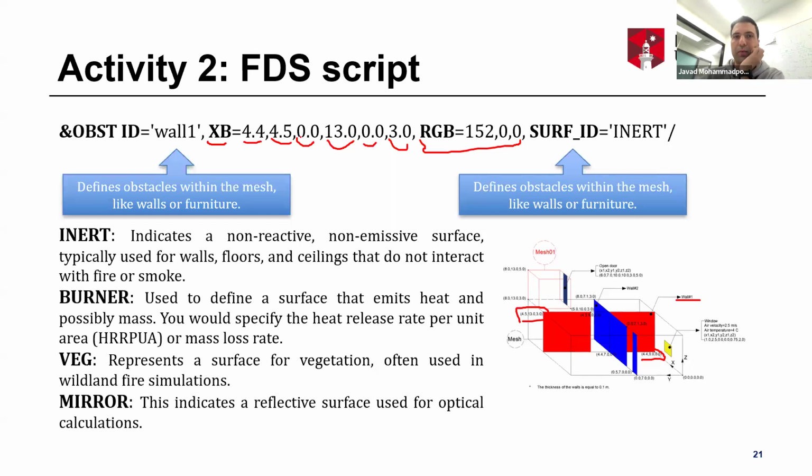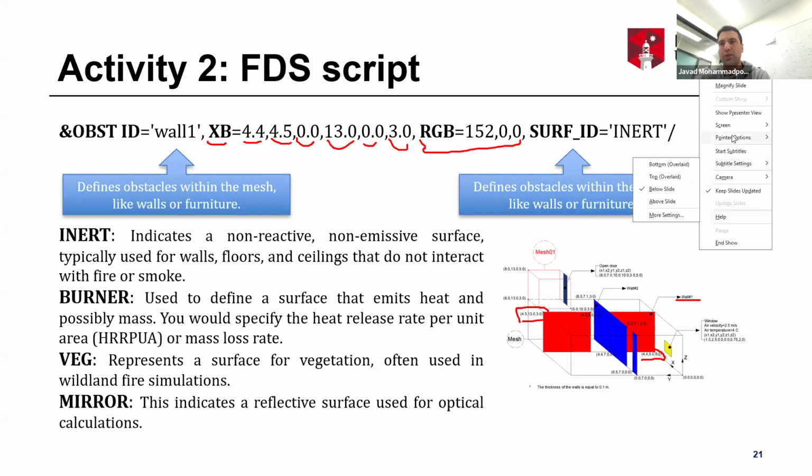Okay, just close this one. Okay. So I consider the wall as an inert, and I define the name, the coordination, color, and even the surface ID. I should just remove all of the annotation.